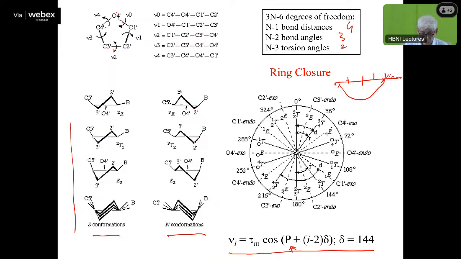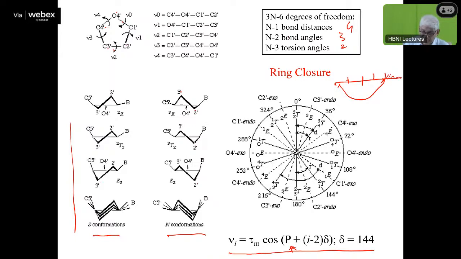The maximum tau m is called the maximum pucker. How much can it go out? It will be dependent on the maximum bond distance one will have. Because bond distances are fixed, we cannot change that. So any arbitrary value of tau m is not possible. Only a particular value of tau m is possible, and typically it turns out to be about 38 degrees. So it can go up by 38 degrees above the plane, and all the other values can be calculated in this manner.